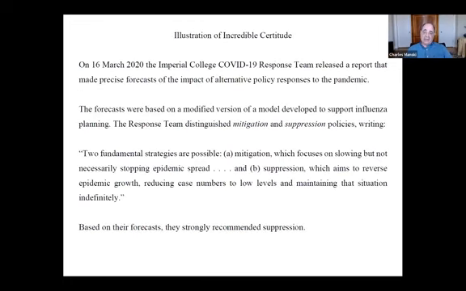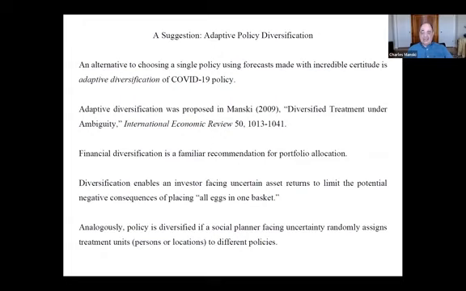I have some slides talking particularly about the Imperial College London model, which has received a lot of attention. I'll skip that for lack of time. But this is a real clear-cut case of incredible certitude. What I argue instead, just to finish on this, is something called adaptive diversification. This goes back to technical work I did way back in 2009, an article in the International Economic Review on diversified treatment under ambiguity. And this basically says that if you've got uncertainty, and we don't know, then forget the idea of getting optimal policy.